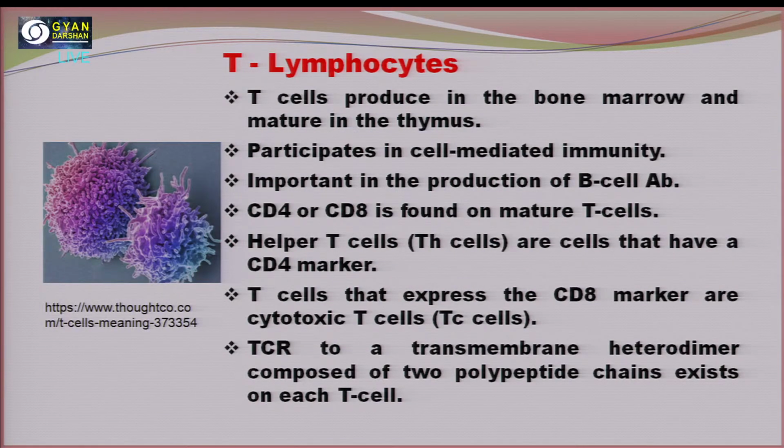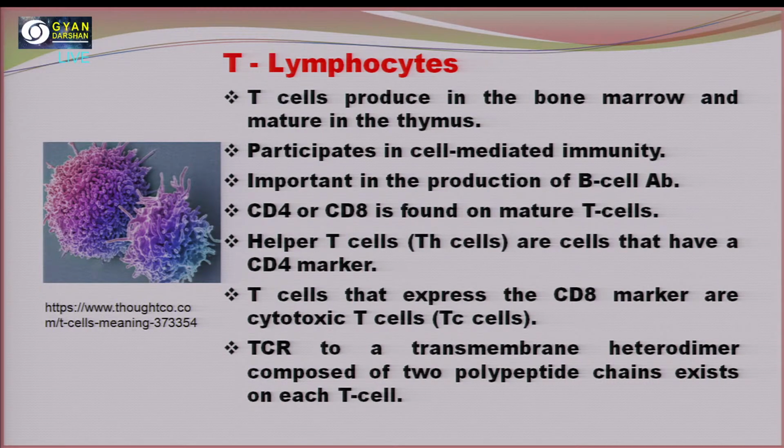And another is the T cell, which is very important. They are able to protect our body from infection. T cells are produced in the bone marrow and mature in the thymus. They take the training on how to fight the pathogen.